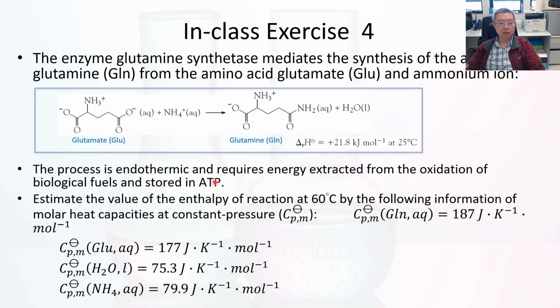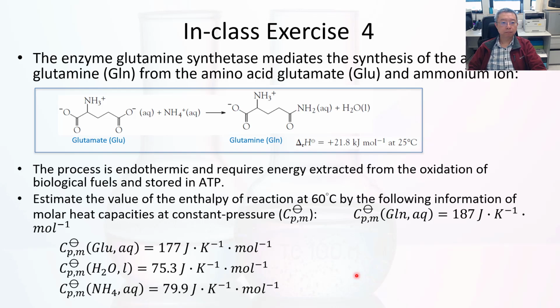This process is endothermic and requires energy extracted from the oxidation of biological fuels and stored in ATP. I want you to calculate the value of the enthalpy of the reaction at 60 degrees Celsius, with the following reaction conditions. We have the Cp for each species. Extremely simple, just go and do the calculations. We're going through this relatively quickly because I assume you already learned this in general chemistry.